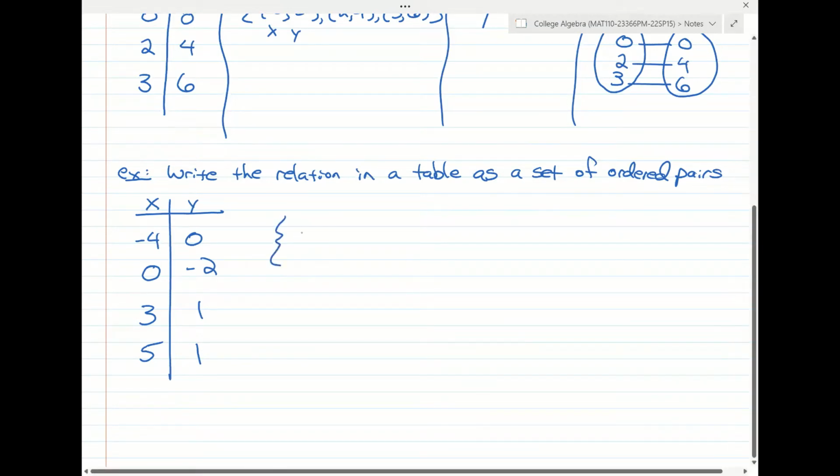This is really just a simple problem. It says that when x is -4, y is 0. When x is 0, y is -2. When x is 3, y is 1. And then when x is 5, y is 1.